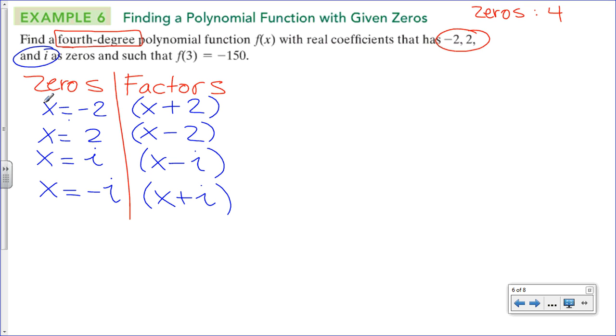Now, in this case, we cannot assume, so do not assume that a sub n is equal to 1, okay? That is very important. The reason we can't do that is because we're actually given a function value. Sometimes a sub n could equal 1, but others it will not be 1.